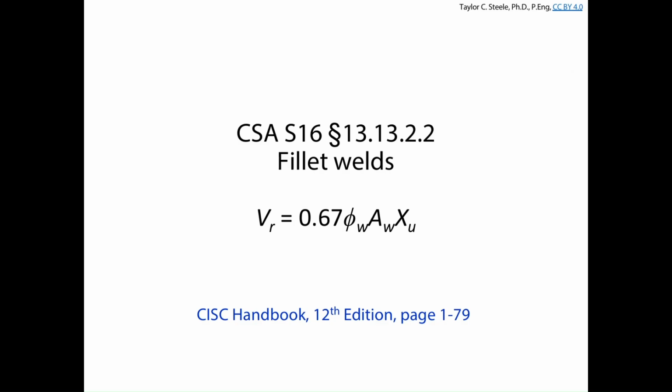As the engineer, we care about the strength of these welds. We need to make sure we're providing enough weld metal so that it doesn't tear apart when the tension or compression forces are going to be applied. Clause 13.3 talks about welds in general, and 13.2.2 specifically talks about fillet welds. And for the most part, we're going to see that for fillet welds loaded in pure shear, the equation to calculate the strength is the 0.67 φw Aw Xu term. And I'll spend a little bit of time unpacking what this means and how we calculate some of these values.